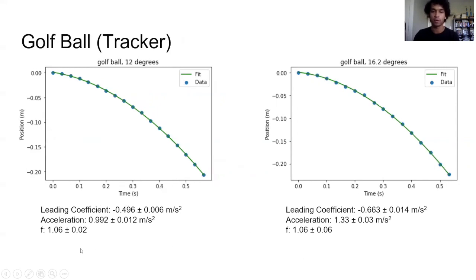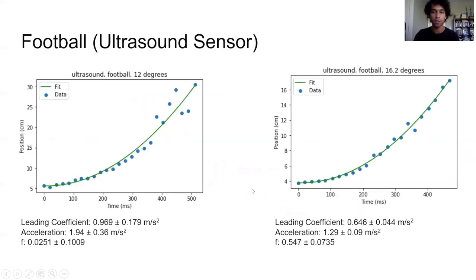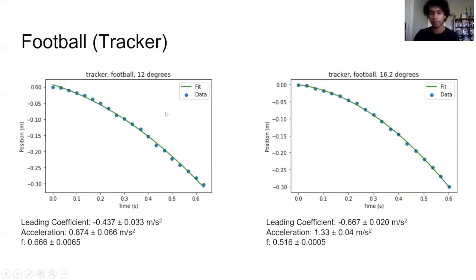Same thing with the golf ball. We found consistent values of F at both angles. On the football, using the ultrasonic sensor, we didn't find consistent values of F. And even using tracker, our values of F are slightly off, but this may be due to sources of error in rolling the football down an incline.